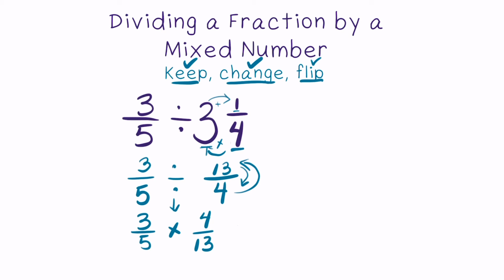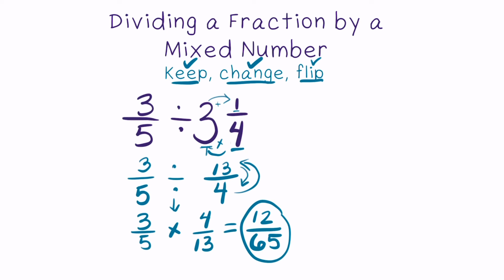Now that we've completed those 3 steps, we can solve across. Numerators first, 3 times 4 equals 12. Then denominators, 5 times 13 equals 65. We should look at the fraction of 12/65 and determine if there's any common factors. In this case, there's not, so there's no way to simplify the fraction of 12/65. And so that becomes our final answer.